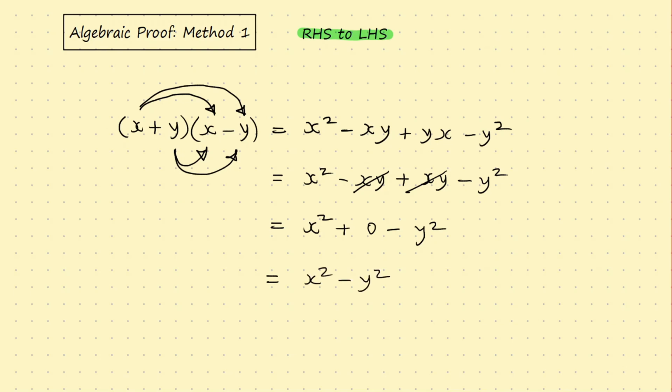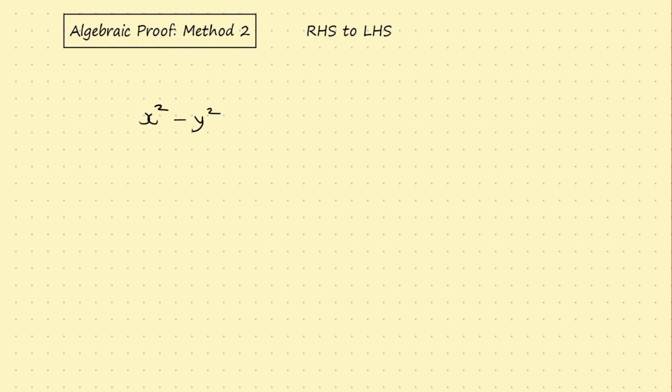So the right-hand side can be rewritten in the form of the left-hand side. This is the second algebraic proof of the difference of two squares identity. We show that the right-hand side can be rewritten in the same form as the left-hand side. We have x squared minus y squared, which equals x squared plus 0 minus y squared, which equals x squared plus xy minus xy minus y squared.